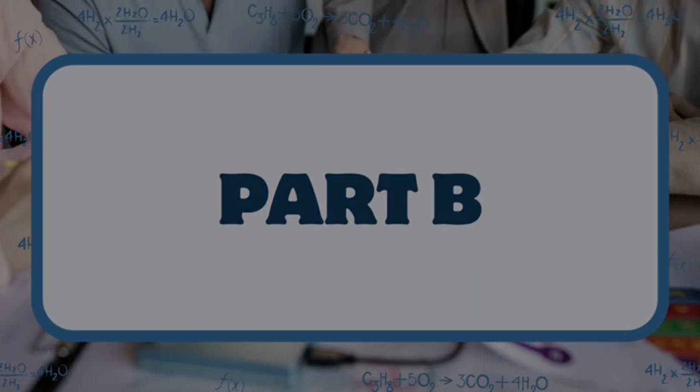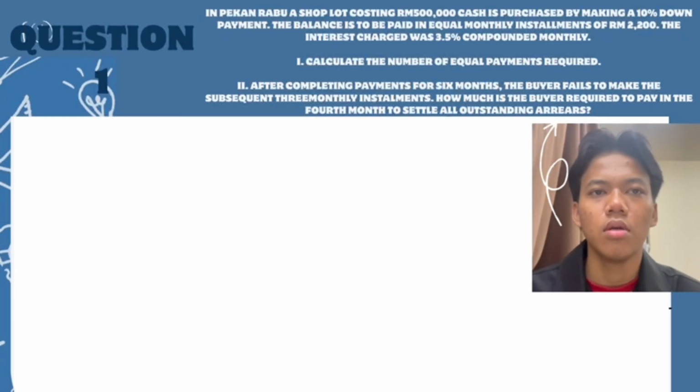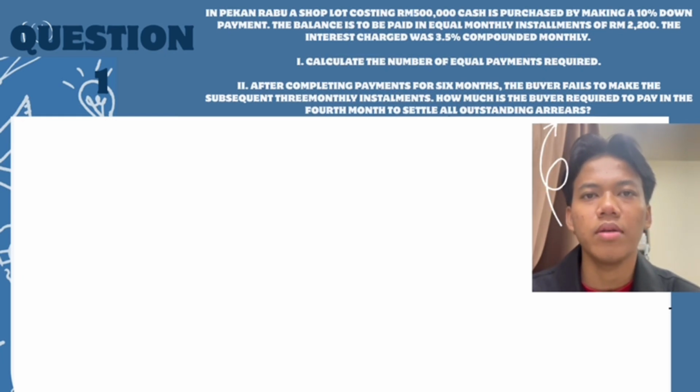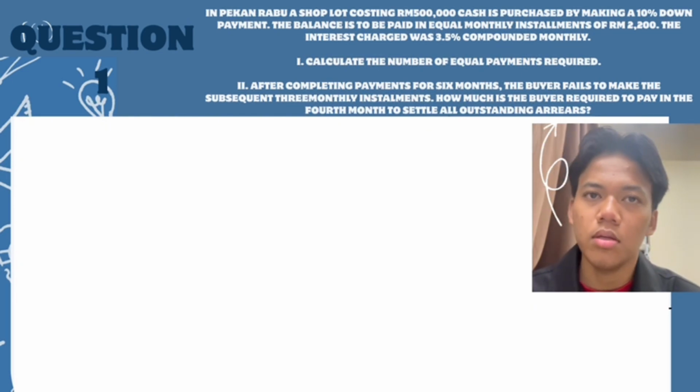Part B. Question 1: in Pekan Rabu, a shop lot costing 500,000 cash is purchased by making a 10% down payment. The balance is to be paid in equal monthly installments of RM2,200. The interest charge is 3.5% compounded monthly. First question is to calculate the number of equal payments required.